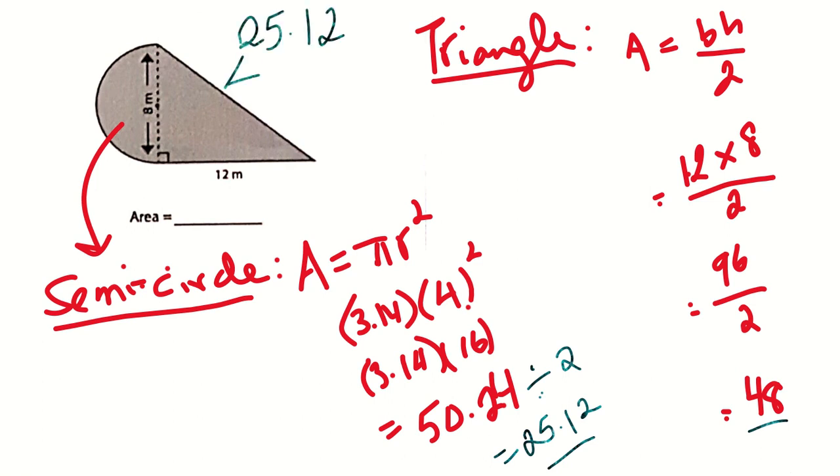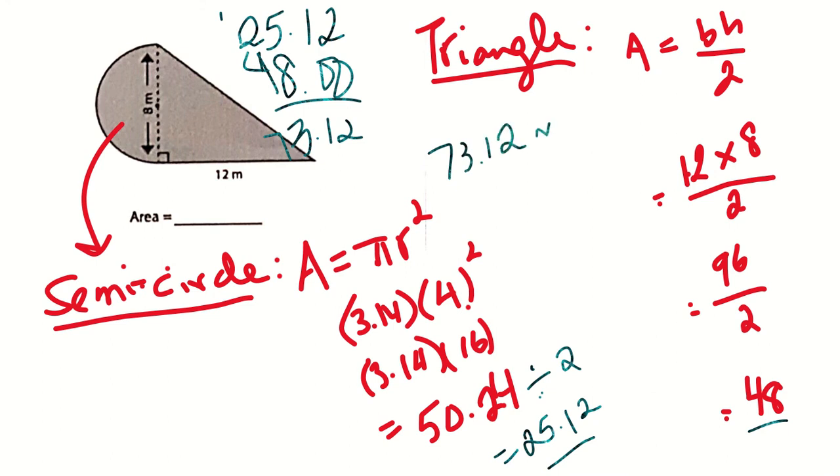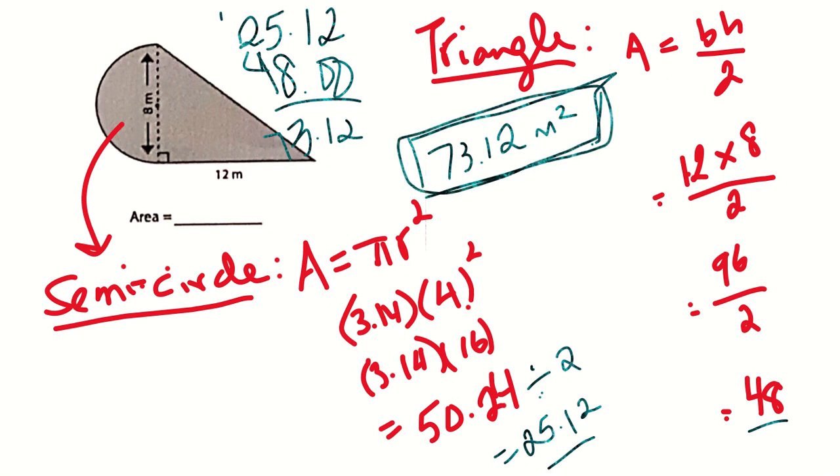25.12 plus 48. You want to line up your decimals and add. 73.12 meters squared. Okay, so there it is.